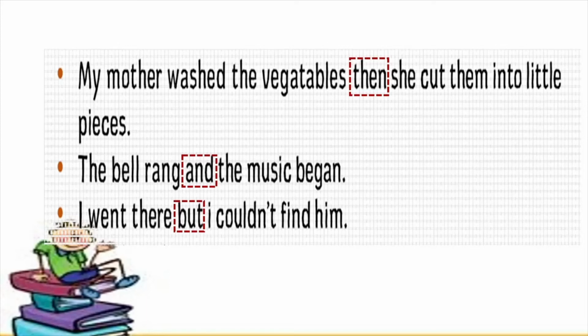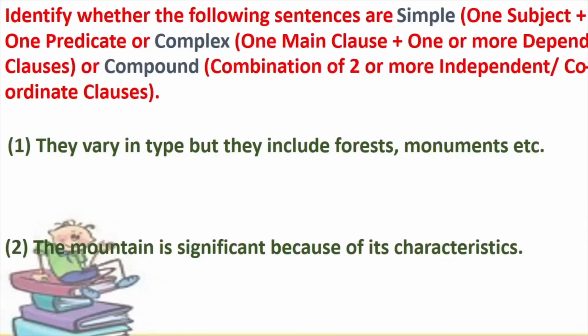So children, we looked at the meaning of simple sentences, complex sentences, and compound sentences here in short. Now let us try and solve the exercise which is given in our textbook. You have to identify whether the sentences are simple, which means one subject and one predicate, or complex, which means one main clause and one or more dependent clauses, or compound, which means a combination of two or more independent clauses. Okay, so now you understood what the idea of simple, complex, and compound sentences are. So come on, look at this sentence and tell us whether it is a simple one, a complex one, or a compound one.